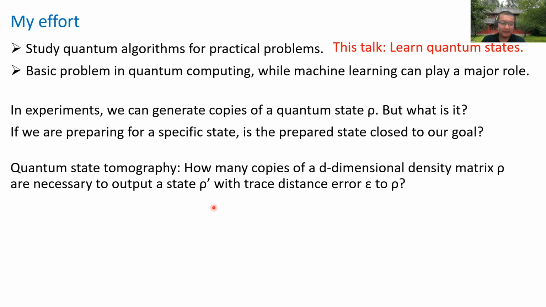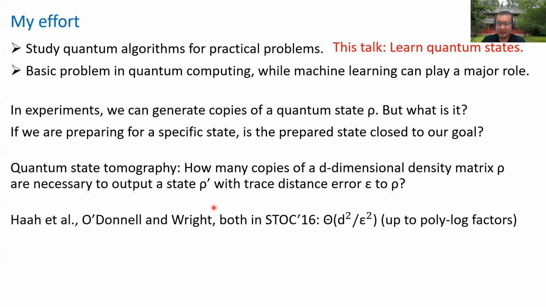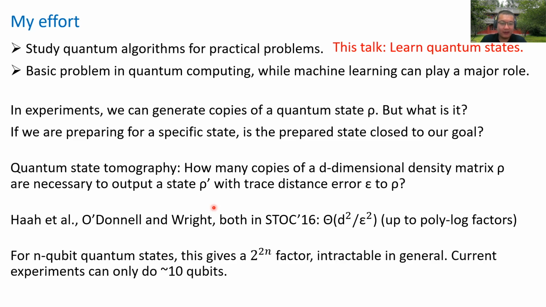So this problem of quantum state tomography is one of the most basic problems, and it has been widely studied, in seminal works due to Haah et al. and also O'Donnell and Wright, both in 2016. It is proven that for the quantum state tomography problem, the sample complexity is basically d squared over epsilon squared, up to polylogarithmic factors.